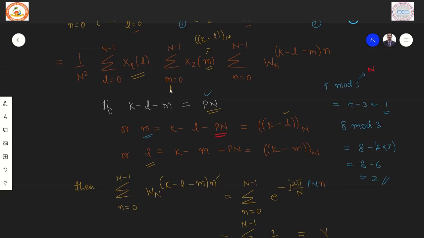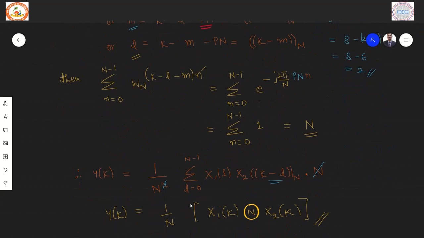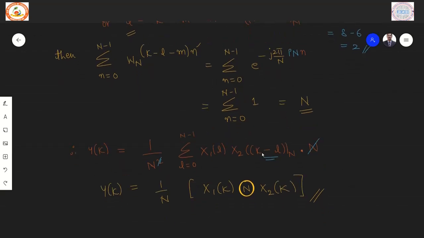Therefore, the summation l equal to 0 to n minus 1 is common for the first and second term. Therefore, we can express it as summation l from 0 to n minus 1, first term as it is, x1 of l, second term becomes x2 of k minus l mod n. And this equation we know is that of circular convolution. Therefore, we can call it circular convolution between x1 of k and x2 of k. Hence the proof.